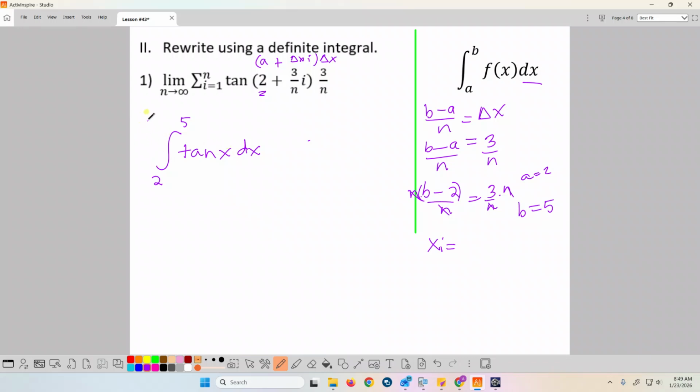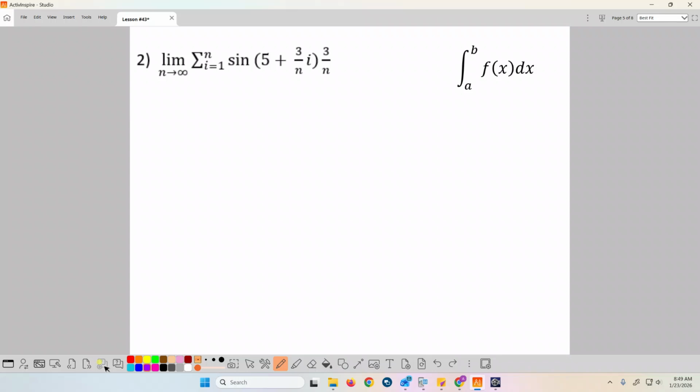Anytime you set up an integral, you always want to write dx. So here's how we rewrite it using a definite integral. Overall, not so bad. You kind of have to find a on this, and you have to find b, just working backwards. All right, let's do a few more. I think these are a little harder.